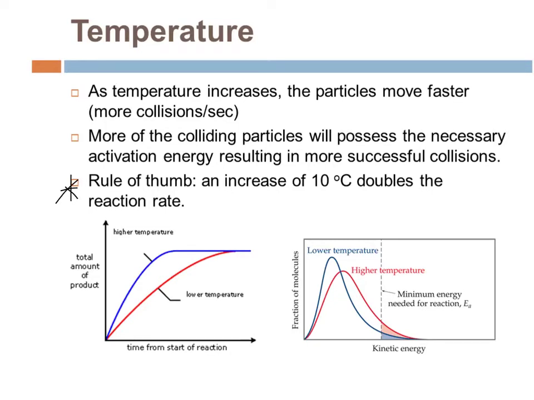If we're looking at the graphs, concentration versus time, at a lower temperature we'd have a less steep curve, and at a higher temperature our curve becomes steeper. And then we've seen our Maxwell-Boltzmann diagrams before, and what this shows is that we've got more particles that have the activation energy or higher at a higher temperature.